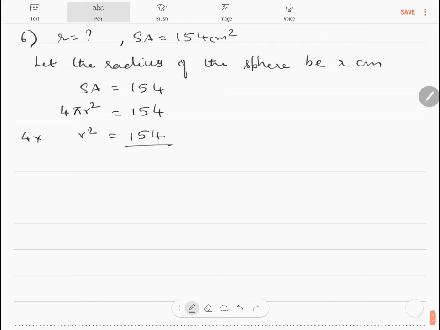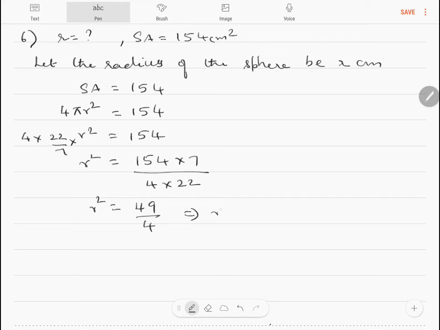So this is nothing but 4 into 22 by 7 into r square, which is 154. R square is equal to 154 into 7 by 4 into 22. This comes to 49 by 4, or R is equal to the square root. When a square comes to the other side, it becomes a square root. Square root of 49 by 4 is equal to 7 divided by 2. R equal to 7 by 2, or R equal to 3.5 centimeters.